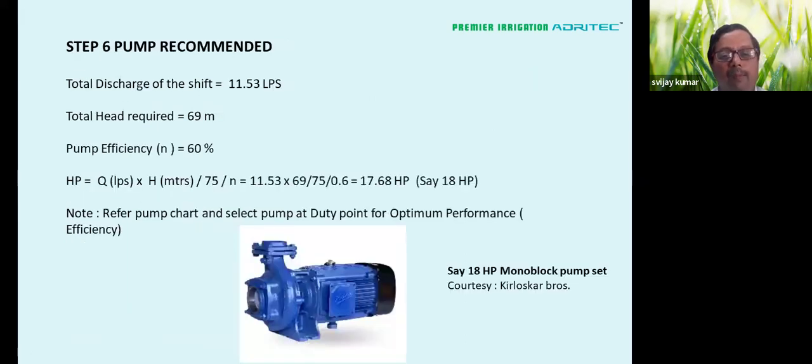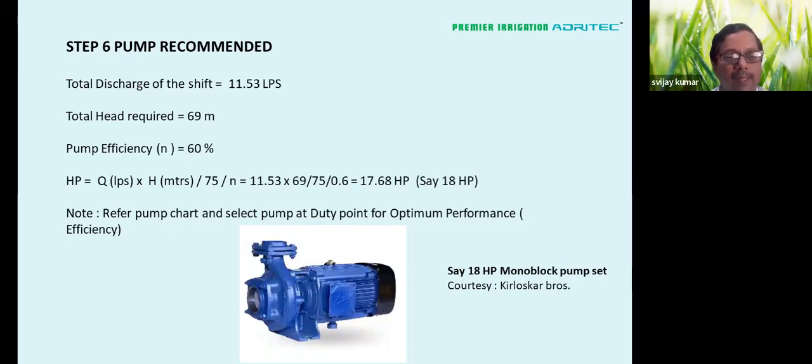So when you look at the pump here, the discharge is going to be 11.53 LPS because only one sprinkler is operating, and the total dynamic head is around 69 meters. The pump efficiency, like I told you, is only around 60%. So basically, when you have a 60% efficiency, it is 0.6. So let us do the math again.